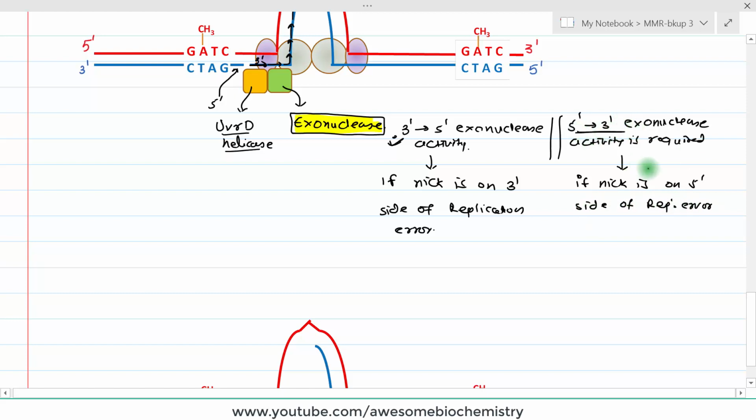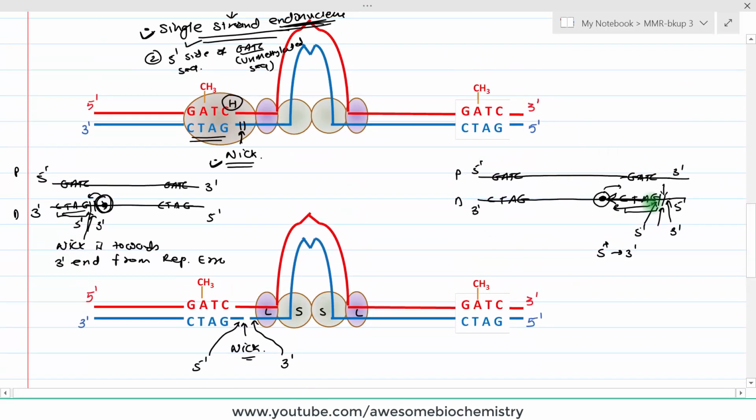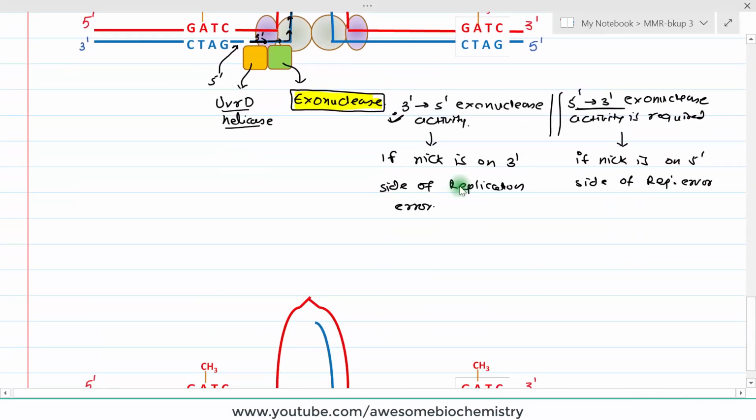I have seen many students get confused over this aspect, but I think by this diagrammatic illustration, everything will be clear. Okay. So that means depending upon the situation, two different types of exonucleases are required. Okay. So what exonucleases are there? What are their exact names? So if this 3' to 5' exonuclease activity is required, then we have two enzymes, this exonuclease 1 or exonuclease 10.